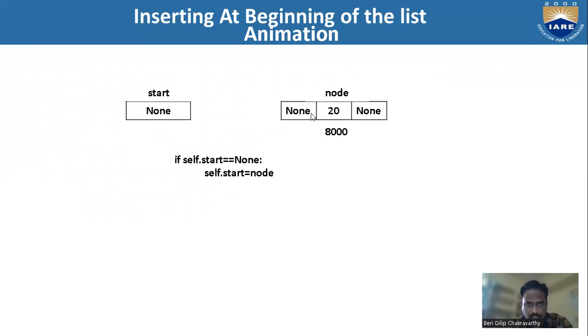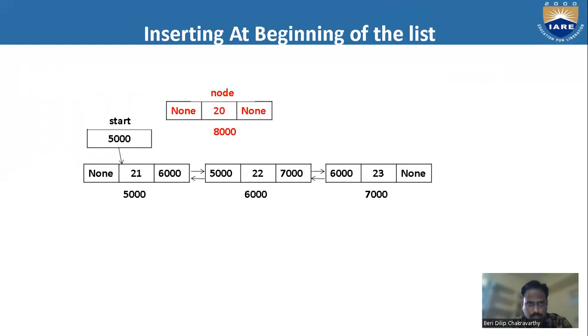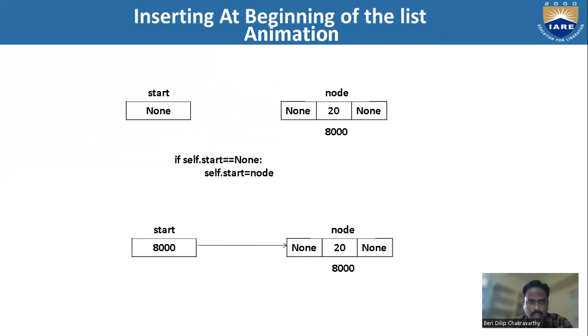And here I am going to store the previous node address. That means the address of this start node will be stored here. Observe here, 8000. Like this, I am going to store. In this case, as the list is empty, we are simply adding that new node to the starting pointer.